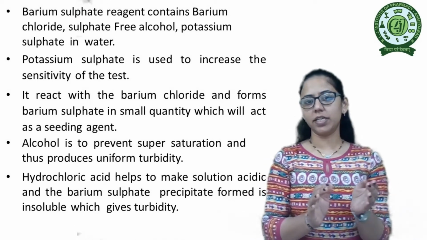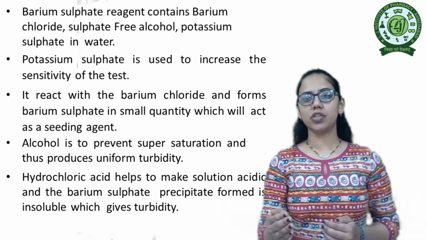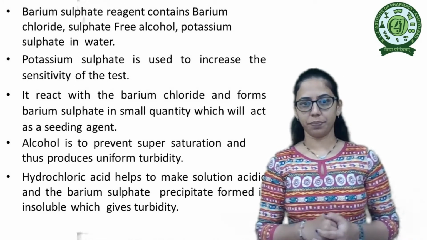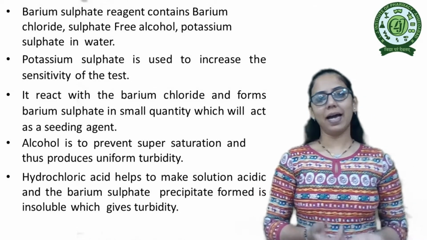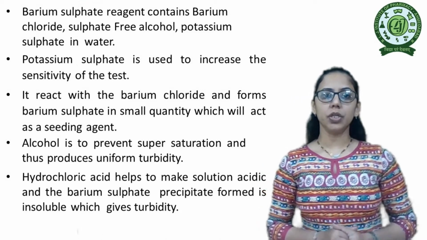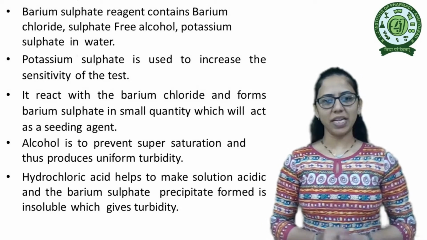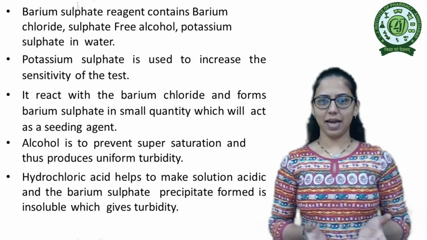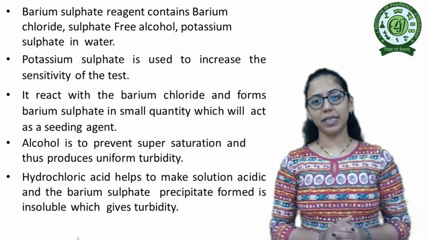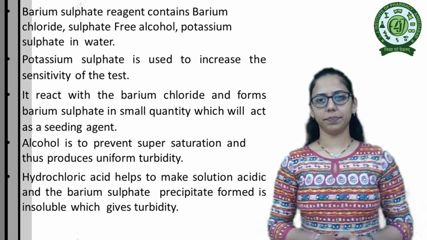Initially, this barium sulfate is produced by the reagent itself, which acts as a seeding agent for the newer sulfate impurities which we want to measure. Alcohol is added to prevent supersaturation and thus produces uniform turbidity. Hydrochloric acid helps to make the solution acidic, and the barium sulfate precipitate formed is insoluble in an acidic medium, and that's why it produces turbidity.